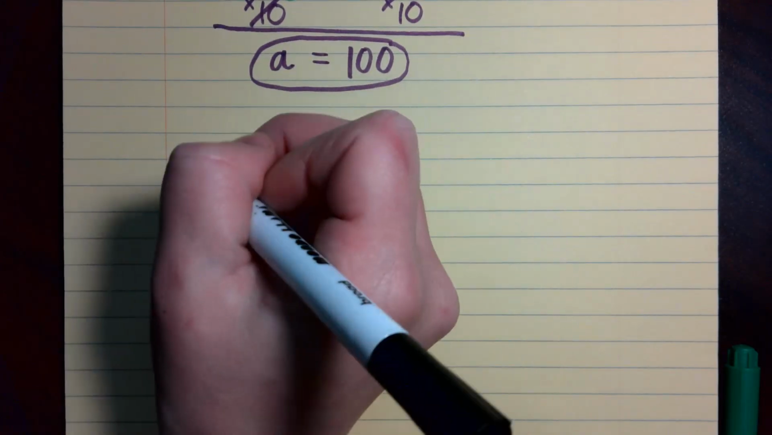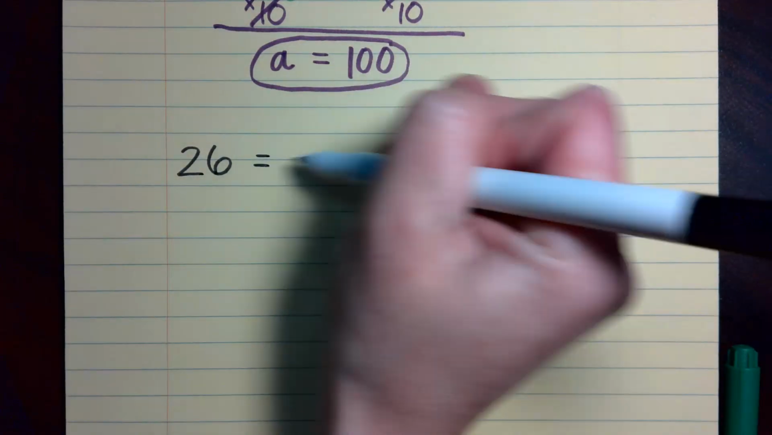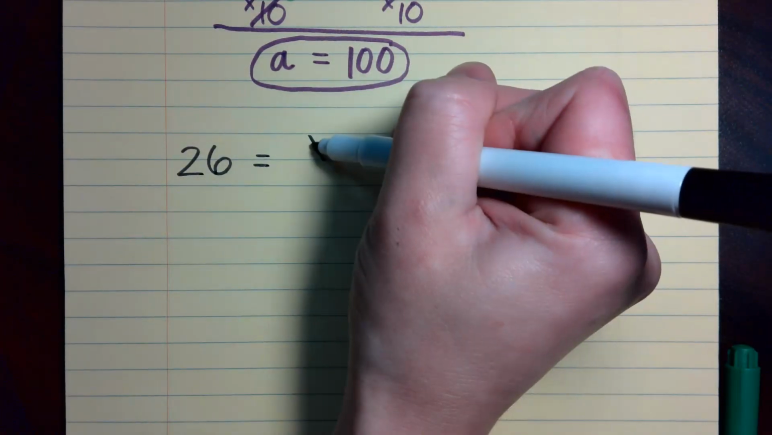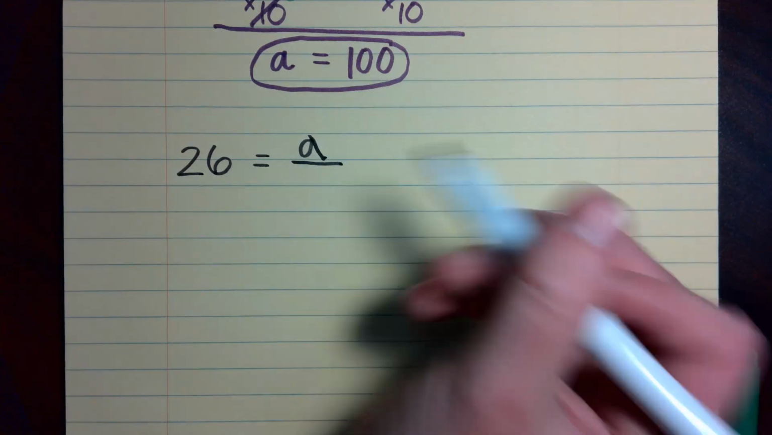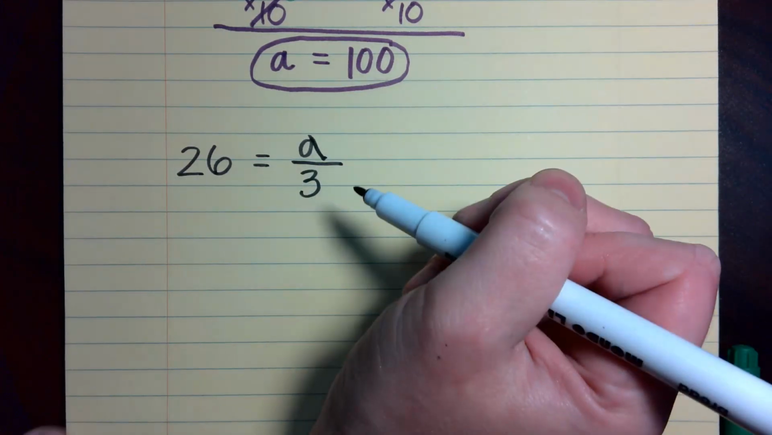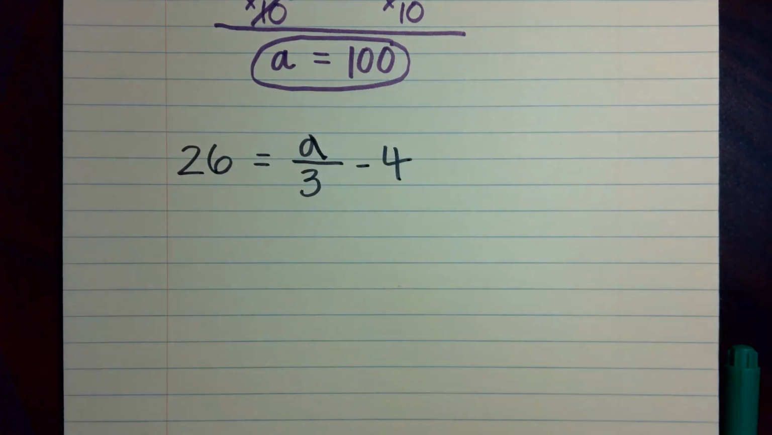What if I had 26 equals, I'm going to start with A, sorry, A divided by 3, minus 4. Thank you so much. You're welcome. Do I owe money to somebody? No. Oh, thanks.